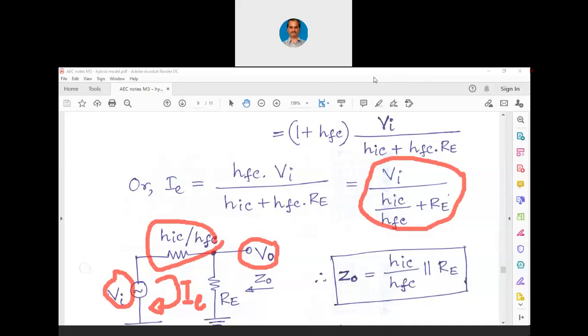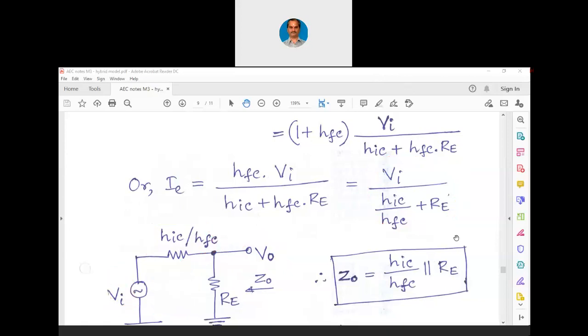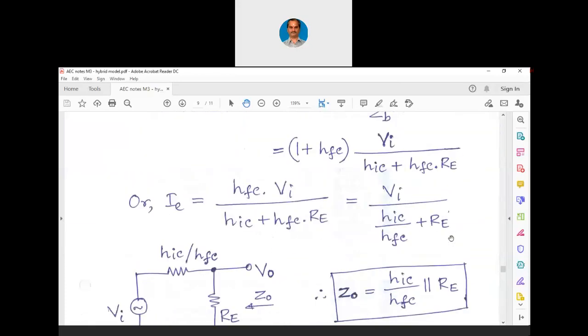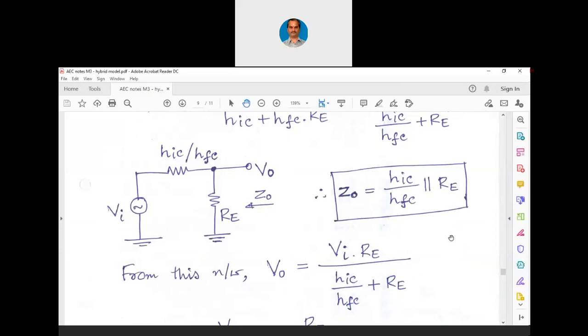So, let me continue. We had already an expression for Zi, that is same as the earlier circuit. Now, we have an expression for Z0. From this network, we can again write V0 equals VI into RE divided by HIC by HFC plus RE. You can look at this. This is nothing but a voltage divider network, two resistors. Now we can simply write V0 is across RE. So, total voltage across the voltage divider network is VI. VI divided by HIC by HFC plus RE into RE.